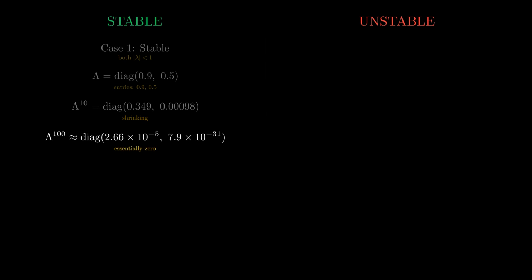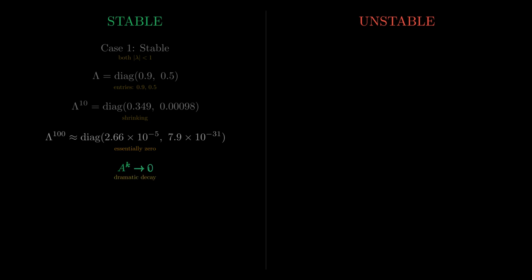Let's watch two cases side by side. Case 1, the stable case. Lambda equals the diagonal matrix with entries 0.9 and 0.5. Raising it to the 10th power gives the diagonal with 0.349 and about 0.001. By the 100th power, both entries are essentially 0, roughly 2.7 times 10 to the minus 5, and 7.9 times 10 to the minus 31. Dramatic decay, A to the k goes to 0.